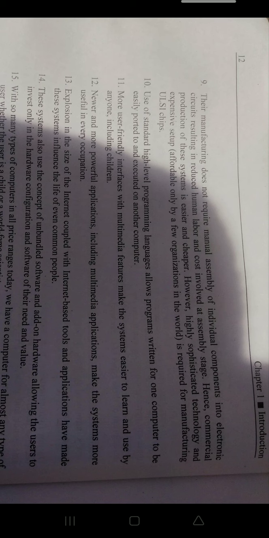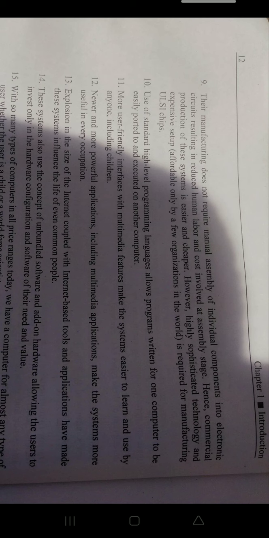Use of standard high-level languages allowed computer programs written for one computer to be easily executed on another computer. A more user-friendly interface with multimedia features makes the system easier to learn and use by anyone, including children. Newer and more powerful applications, including multimedia applications, make the system more useful in everyday occupations.